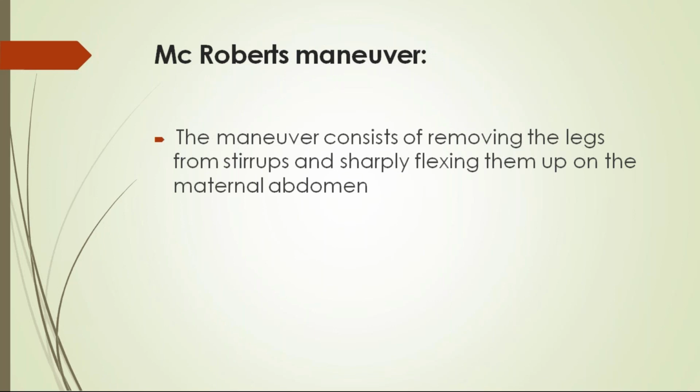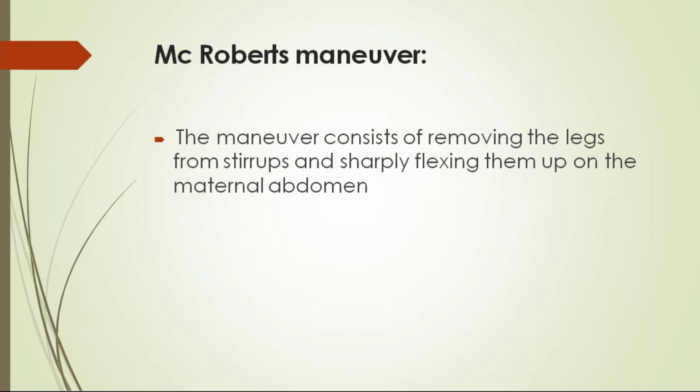McRoberts maneuver. The maneuver consists of removing the legs from the stirrups and sharply flexing them up onto the maternal abdomen. Both legs of the mother are held by two assistants and sharply flexed onto the maternal abdomen, which causes a cephalad rotation of the pelvis, which in turn increases the anteroposterior diameter of the pelvis and causes disimpaction of the anterior shoulder. This is a very useful maneuver to deliver in case of shoulder dystocia.